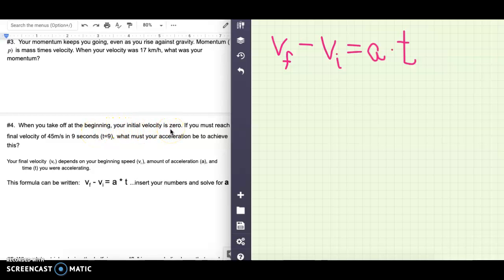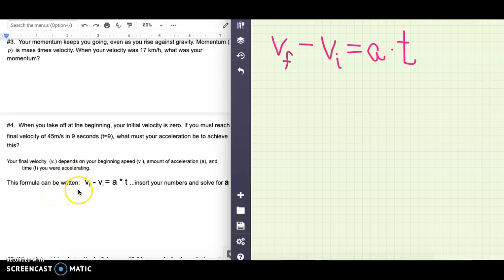So when you take off at the beginning of your snowboarding half pipe, your initial velocity is 0. If you must reach a final velocity of 45 meters per second in 9 seconds, so you have 9 seconds to reach 45 meters per second, what must your acceleration be to achieve this? So, big heavy question here. Your final velocity is v sub f, and it depends on your beginning speed, or velocity, v sub i, the amount of acceleration, which is a, and the time, which is t, that you are accelerating.